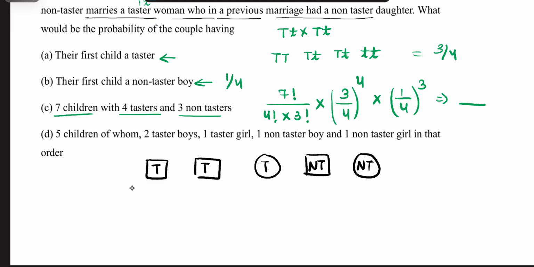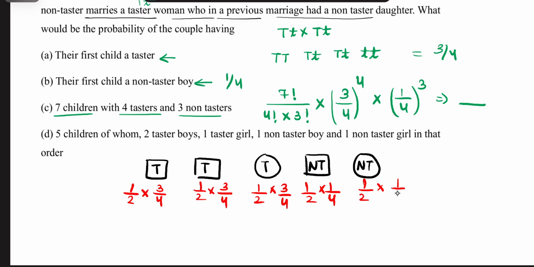Firstly, let's decode this. For being a boy, the probability is half. For being a taster, the probability is 3 by 4. And why multiply both of them? Because they do not depend upon each other. Secondly, the same thing I'll apply, and thirdly, again the same. Fourth, being a boy, the probability is half, and being a non-taster, the probability is 1 by 4. Fifth, being a girl, the probability becomes half, and being a non-taster, 1 by 4. Since all these events do not depend upon each other, we multiply, and whatever the final answer comes will be the probability of that particular sequence. So this is how we solve the probability questions.